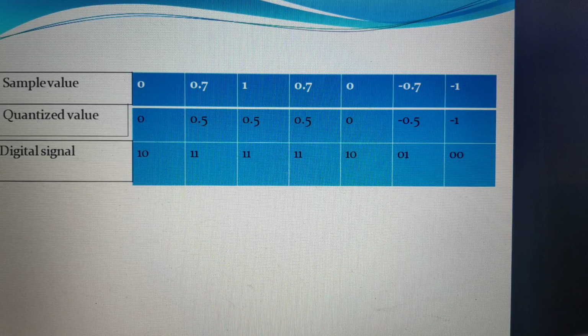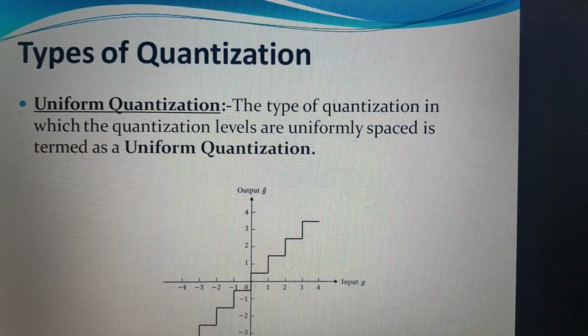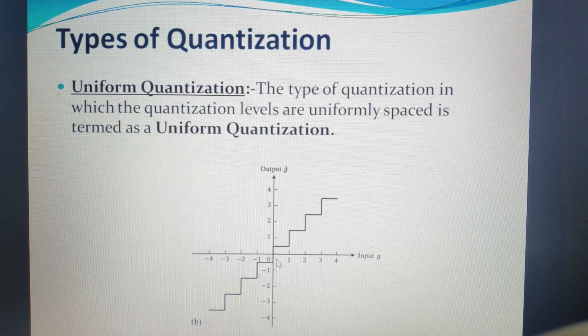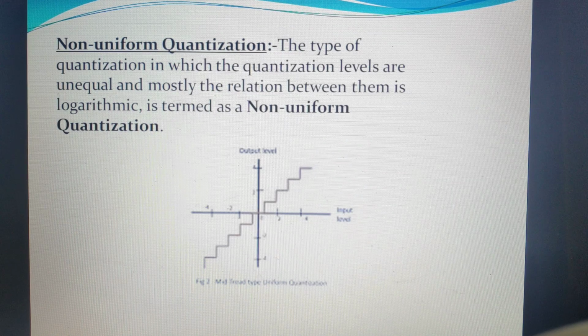In the next slide we will discuss the types of quantization. There are 2 types of quantization. Uniform quantization is a type of quantization in which the quantization levels are uniformly spaced. The step size is the same, each and every step size is the same here. The second one is non-uniform quantization, in which the quantization levels are unequal and mostly the relation between them is logarithmic. Here the step sizes are not the same, which means the quantization levels are not uniform.